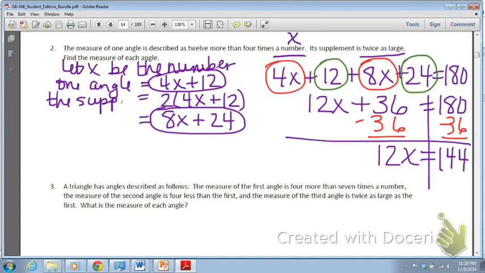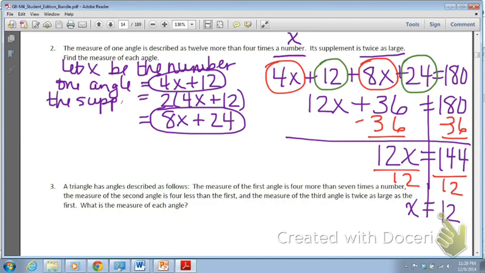And now I just need to divide by 12, and I get that x is equal to 12. Okay, so I know x is equal to 12, but that doesn't answer my question. Once again, I need to find the measure of each angle.